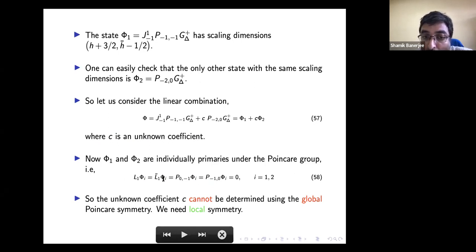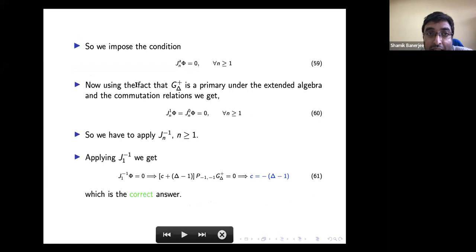That means L1 phi I, L1 bar phi I, P naught minus 1 phi I, and P minus 1 naught phi I are all zero. So that means you can't get this C just by using the Poincare group. So we need the local symmetries to get the C's, and that can be done easily. So first we impose this condition that J A N phi is 0 for all n greater than or equal to 1.